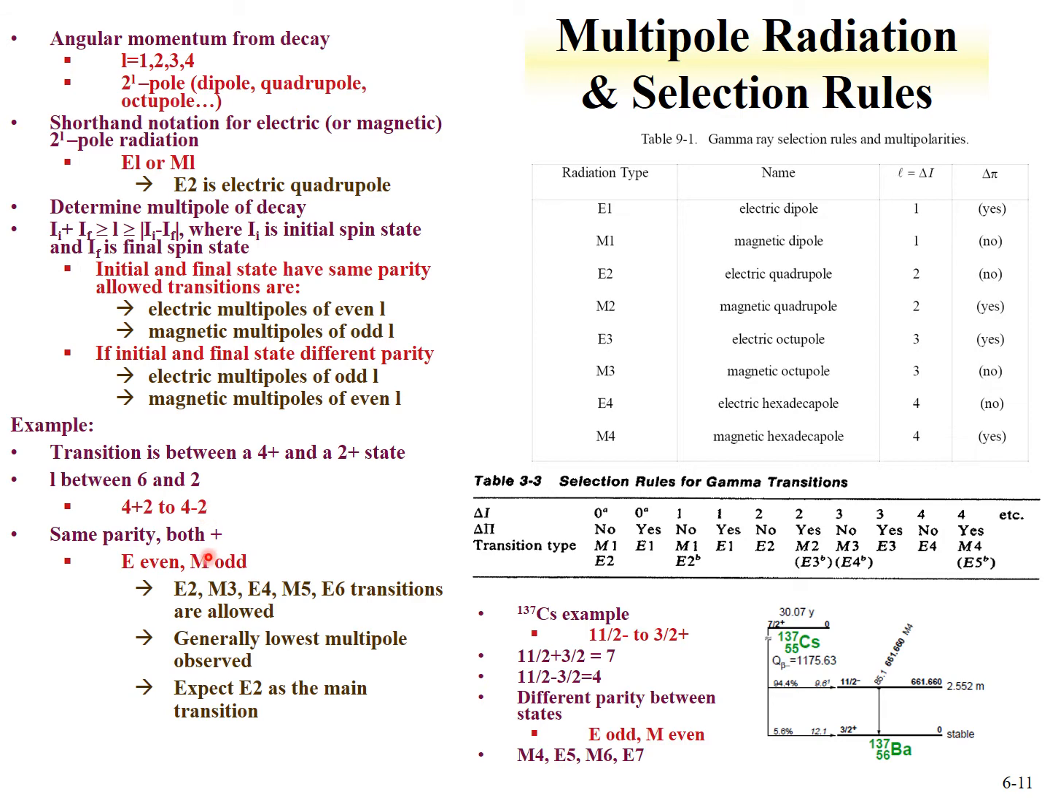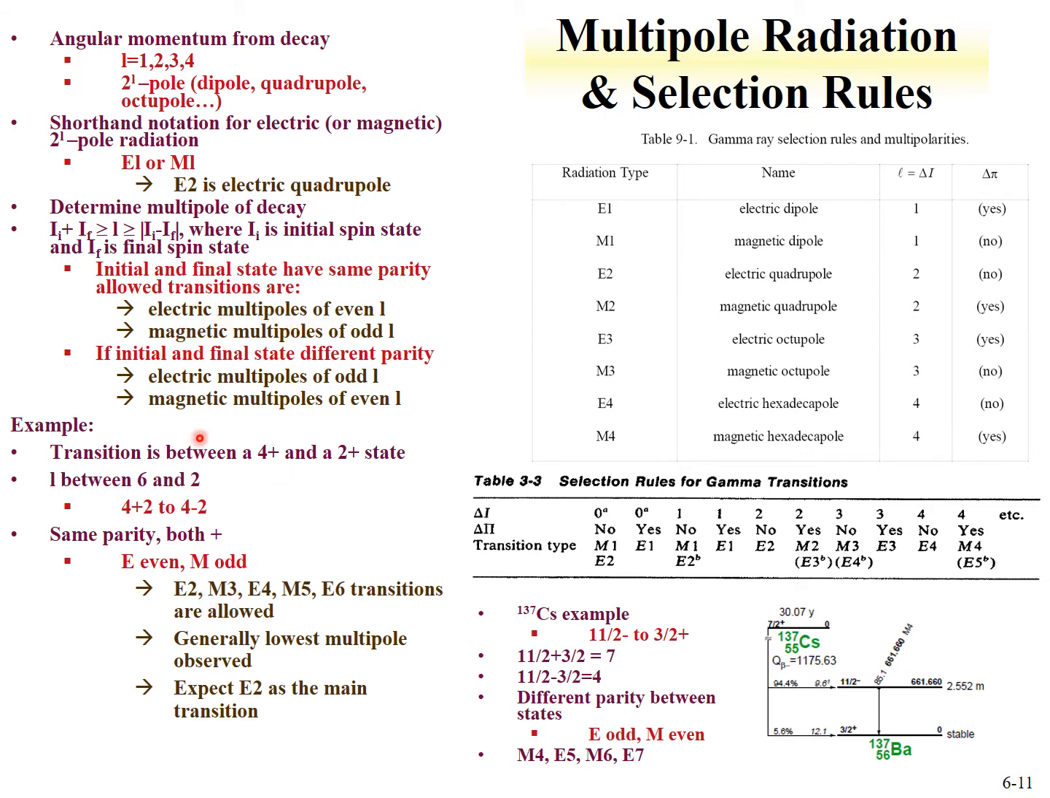Let's assume that there's a gamma transition from an excited state of 4+ to a ground state of 2+. So if we go back over here, the angular momentum will run from the sum to the difference of these values. So 4 plus 2 is 6, 4 minus 2 is 2. So L will be between 2 and 6, so it'll be 2, 3, 4, 5, and 6. The parities are the same. So we go here, initial and final states have the same parity. Electric multipoles will be even. Magnetic multipoles will be odd. So if we go from 2 to 6, electric multipoles are even.